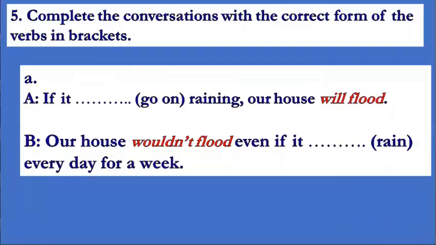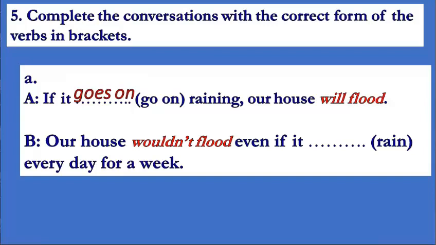It's time to answer the first one here. If it go on raining, our house will flood. What is the correct form of go? In this case, we are talking about will flood, so we have to use present simple in the beginning. I'm talking about the pronoun it: go, goes, will go, or went? What is the present form with it? Excellent. It goes.